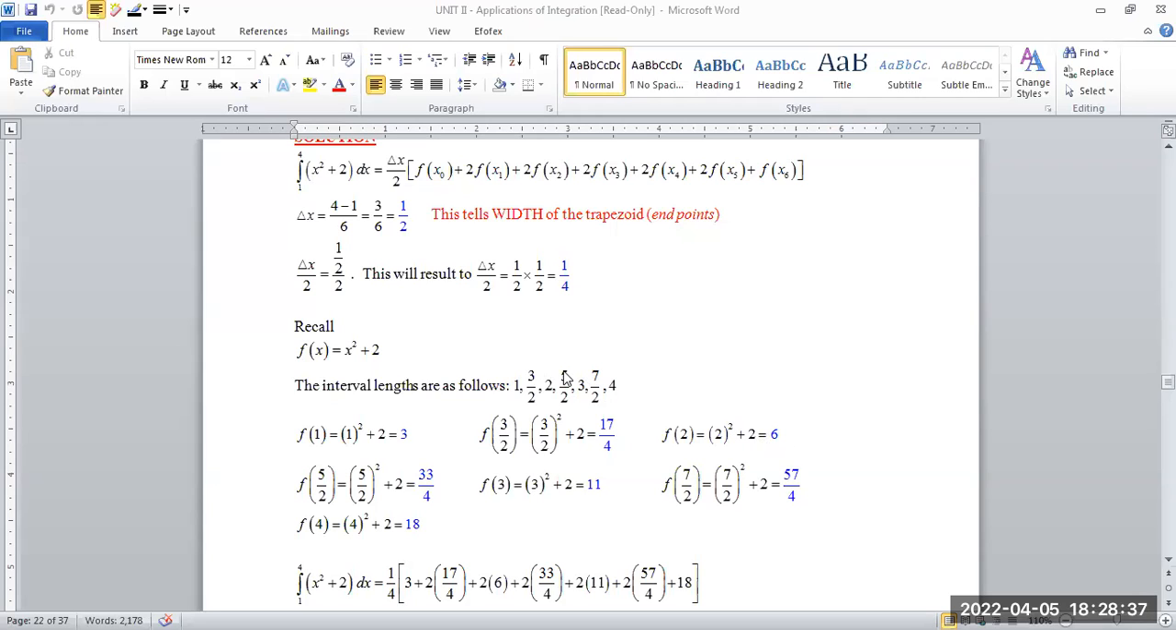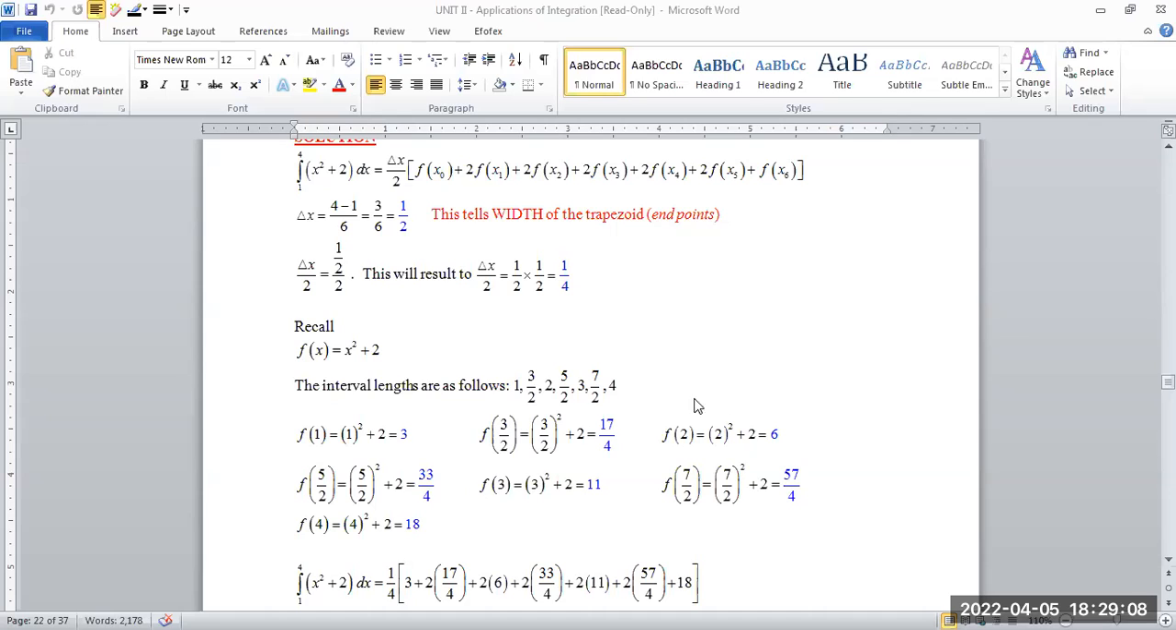My fourth ordinal, sorry, is going to be 5/2. So 5/2 squared plus 2 is 33/4. Then the next is going to be 3. 3 squared is 9, plus 2 is 11. Then 7/2 squared plus 2 is 49/4 plus 2, which is 57/4. And the final one is going to be 4. So 4 squared plus 2 equals 18.